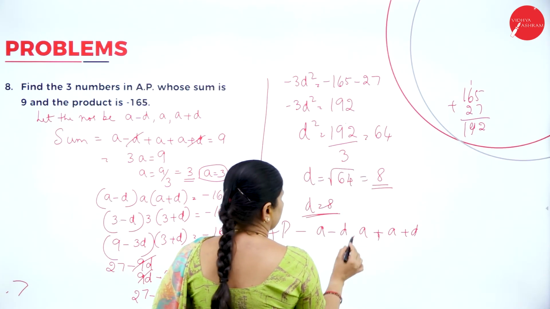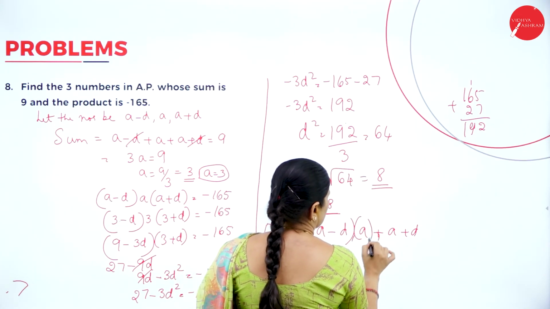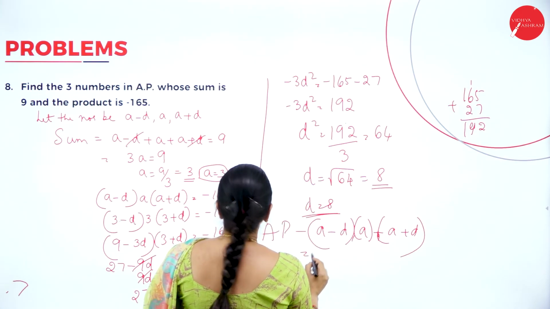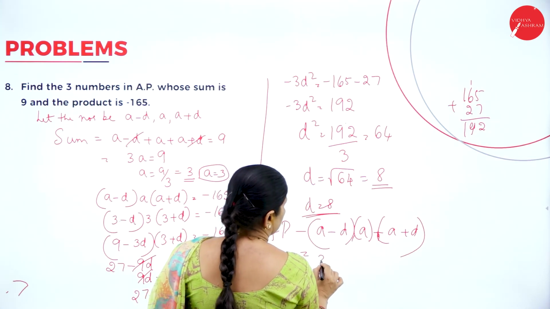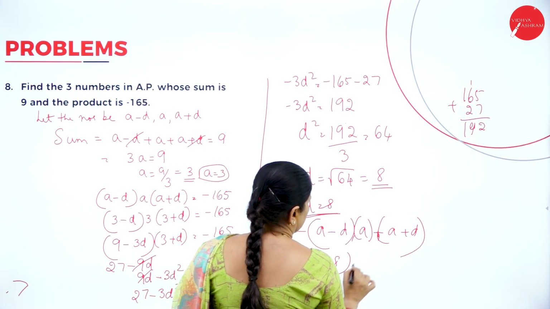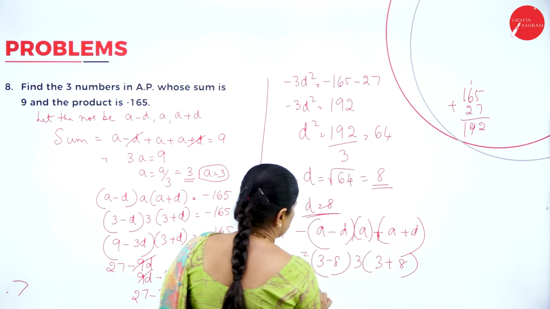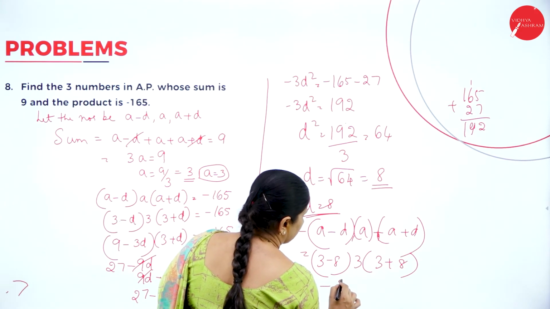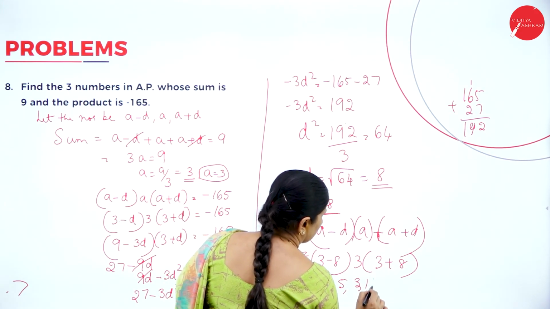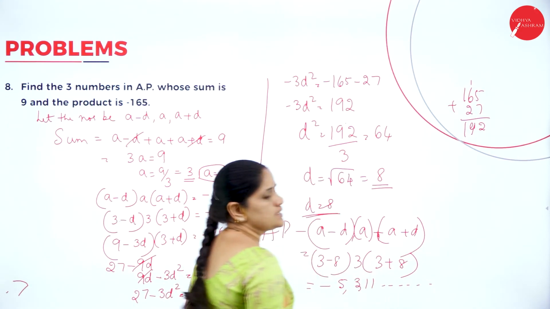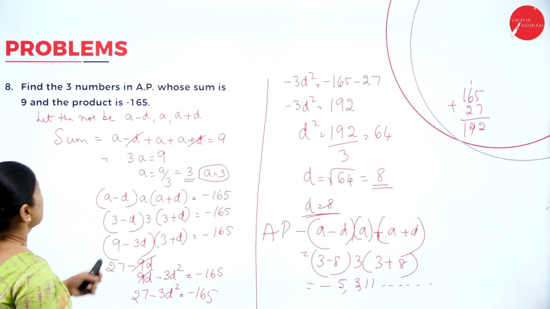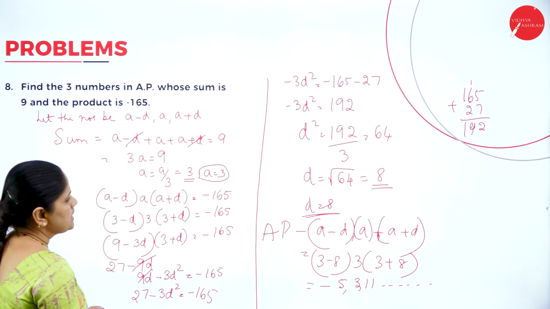Now, the AP equals A minus D, A, and A plus D. So, A minus D, what is A? 3 minus 8, 3, 3 plus 8. So, 3 minus 8 is minus 5, 3, 11 is the answer. So, this is how we have to solve this problem.